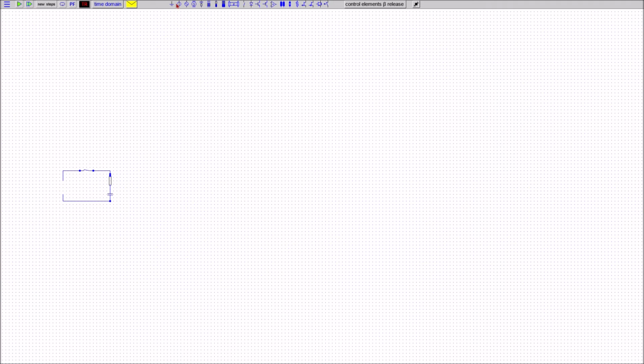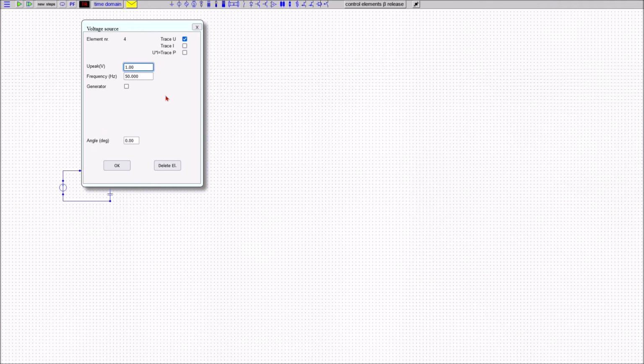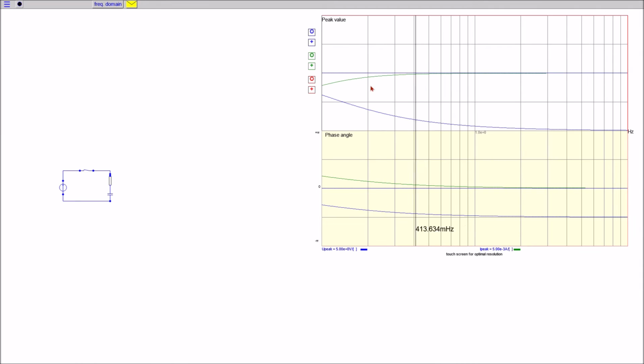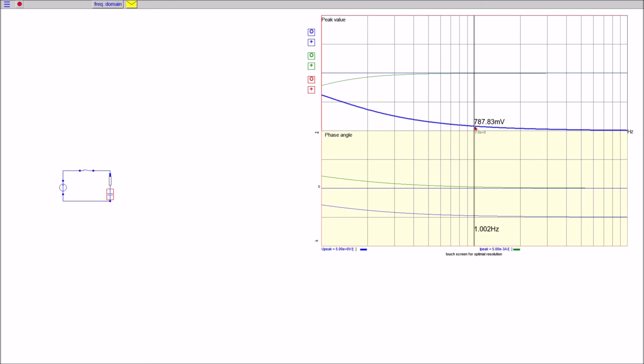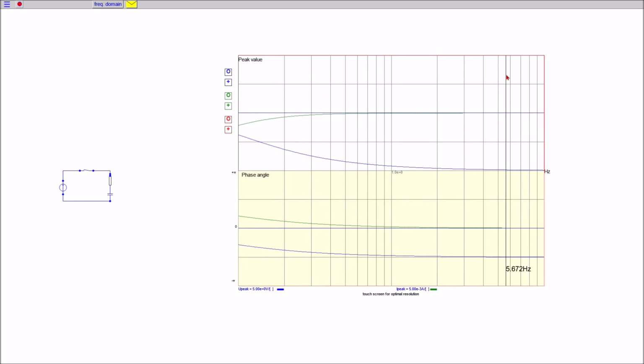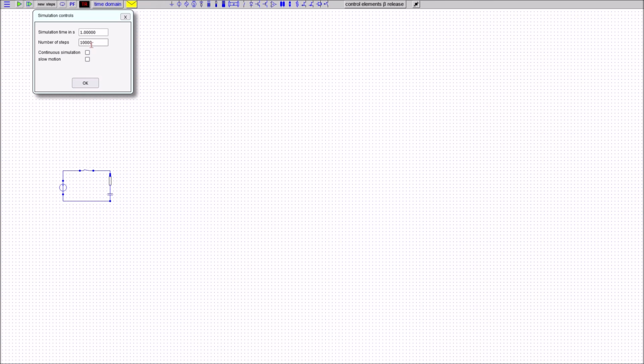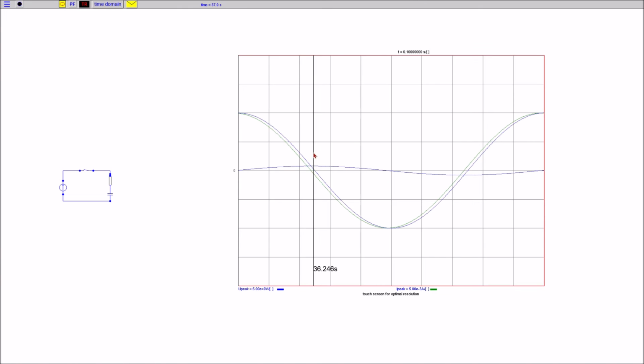For an experiment purpose, the DC battery is replaced by an alternative voltage source, for example with a frequency of 1 Hz. First, let's check the frequency domain. At the frequency of 1 Hz, you see that the voltage amplitude at the capacitor is 0.79 volts, provided the source voltage continues to be 10 volts. Back to the time domain, the voltage at the capacitor shows 0.793 volt as well, as expected.